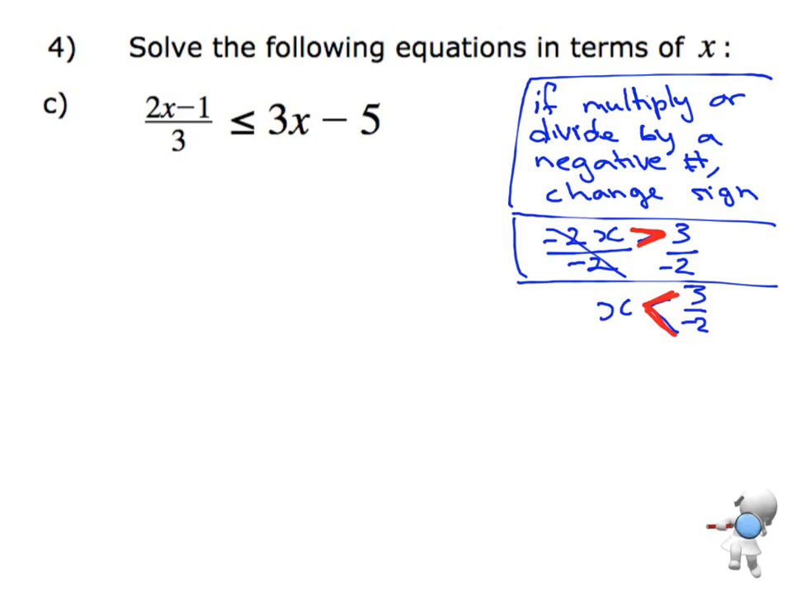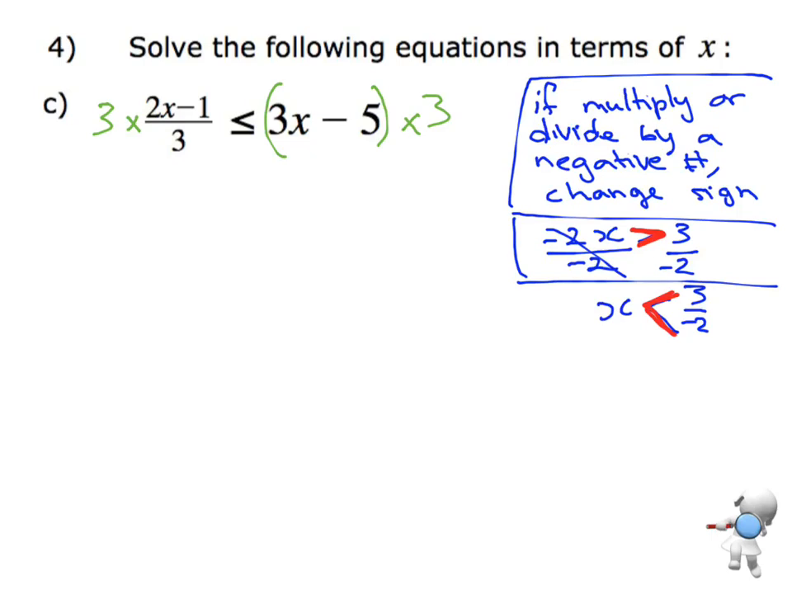So we're going to start off with (2x minus 1) divided by 3 is less than or equal to 3x minus 5. Well, I've got this divided by 3. Don't like that, I want to get rid of that divided by 3. So the opposite of dividing by 3 is multiplying. So I am going to multiply both sides by 3.